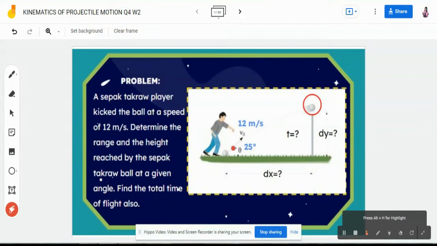So we have here the initial velocity of 12 meters per second and an angle of 25 degrees. So we are tasked to find the maximum range, which is this one, d sub x, and the maximum height, d sub y, and the t or the total time of flight as the sepak takraw ball is kicked at a speed of 12 meters per second.